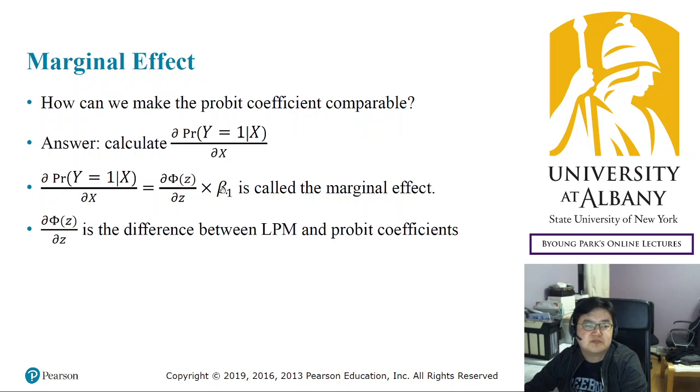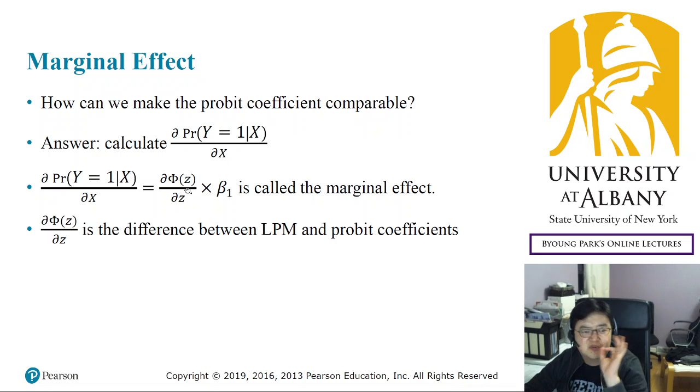So a change in x affects the z value, and a change in the z value affects the probability. So they are combined in one measure. That is the marginal effect. And the marginal effect is harder to calculate. First, obviously, because you need to know the derivative.